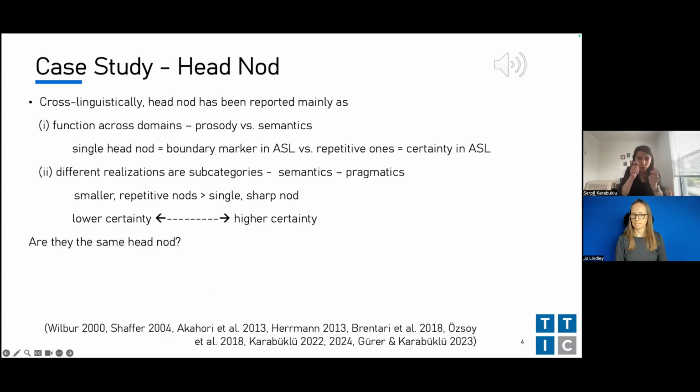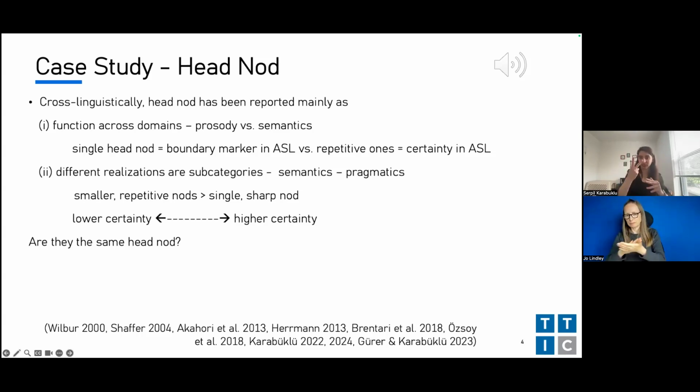I will focus more specifically on one non-manual marker, the head nod. In the literature, previous studies show that it functions across domains, like prosody versus semantics. For example, it is argued that a single head nod in ASL functions as a boundary marker in a sentence, and repetitive head nods show the certainty of signers in ASL. While the boundary marker is prosodic, the certainty marker is more semantic and pragmatic.